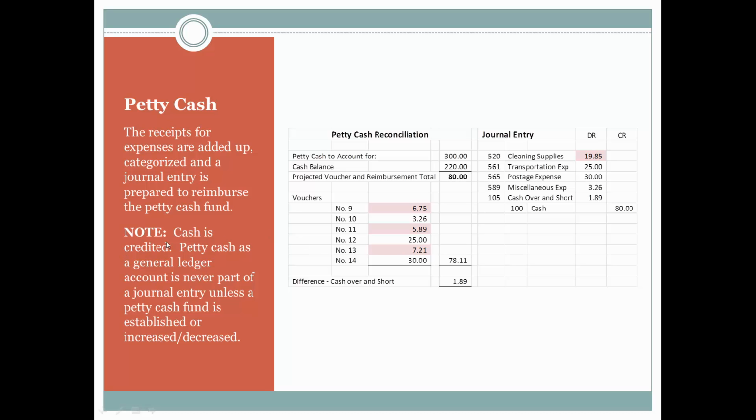Now, an important note: cash is credited. Cash is credited, not petty cash. Petty cash, a general ledger account, is never part of a journal entry unless the petty cash fund is established. So remember, we debited petty cash and we credited cash for $300 when we first established this petty cash fund. If they choose to decrease or increase the petty cash fund, then there would be a journal entry in order to decrease the petty cash or increase it. But that's the only time that petty cash would be part of a journal entry, only in these instances.